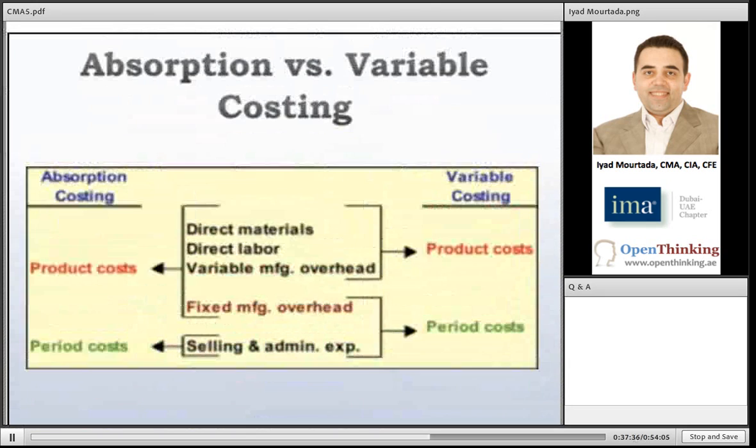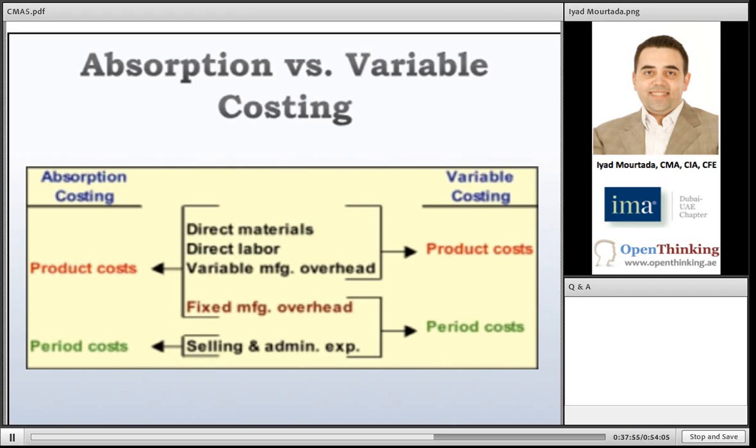So when we look at absorption versus variable costing, you know this. For absorption, we say all the costs related to direct material, direct labor, variable manufacturing, and fixed manufacturing are product costs, and all the selling and administrative costs are period costs. This is how GAAP requires it.